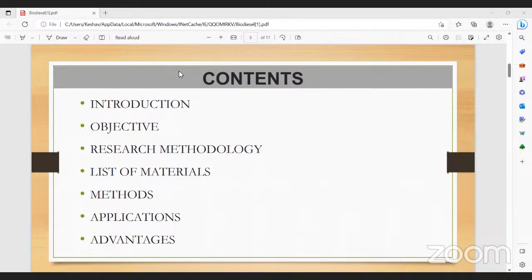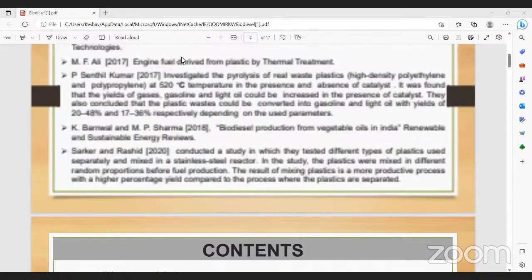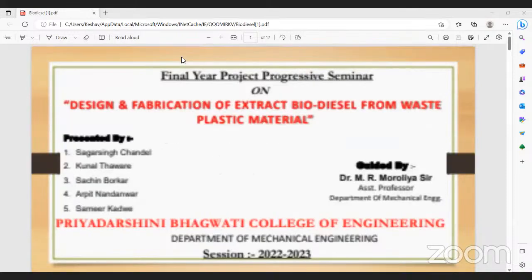Good afternoon, sir. Myself, Kunal Thavre, pursuing mechanical engineering from PBCOE. I am here to present my mega project, which is design and fabrication of extract biodiesel from waste plastic material. Sir, I want to share my PPT. My group members are Arpit Anwar and Samir Kadve.